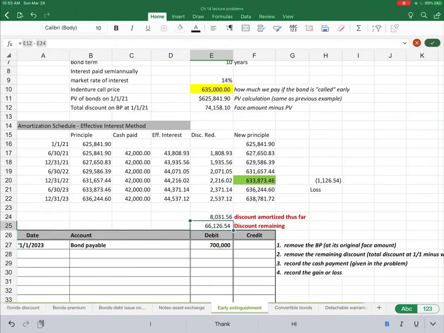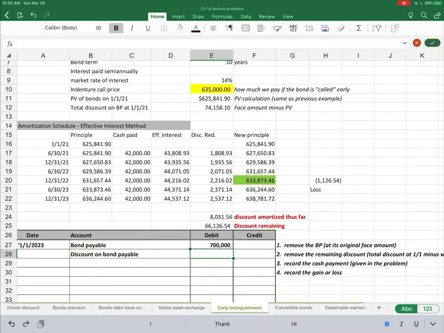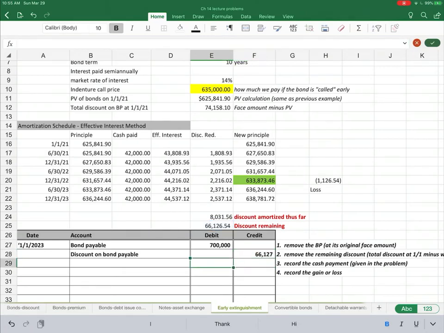In addition to removing the bond payable, as I said, we needed to know how much more discount we have, because that discount also needs to be removed from our accounting records. If you remember, we would have initially recorded that discount on our records as a debit. It was sort of doing the opposite of what the bond payable was. So if we want to remove discount on bond payable, we're going to do so with a credit. And that credit we already calculated needs to be $66,126.